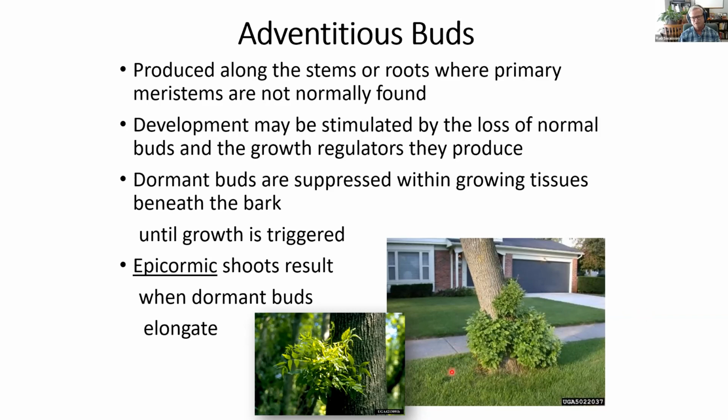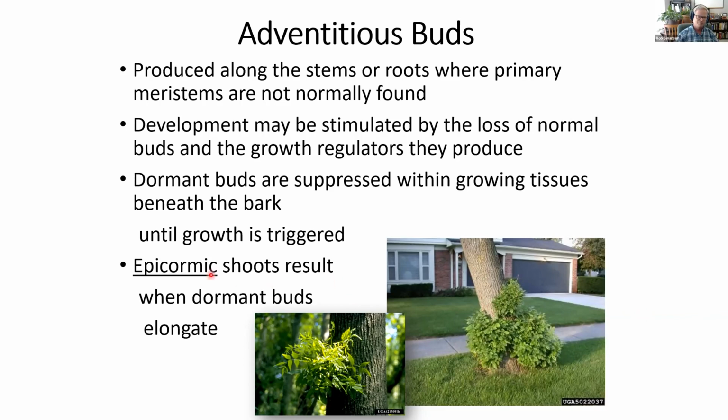The tree could have been topped. It could have started to fall over. It could have had freeze damage in the vascular tissue up here. And so now there's no hormone that signals those things to remain latent. And so they explode and can start to grow.